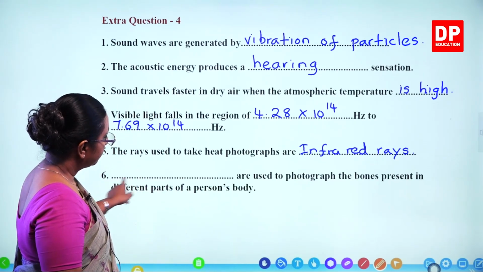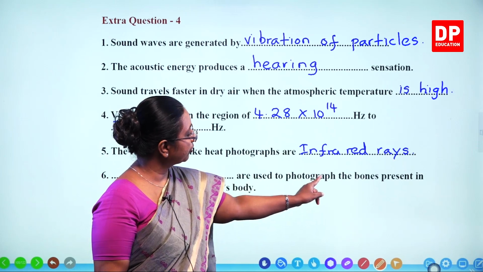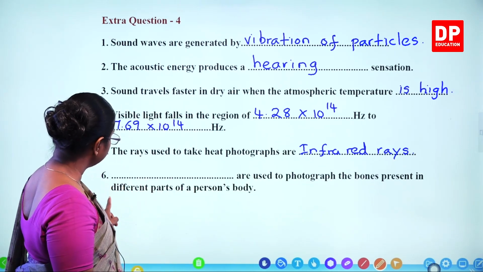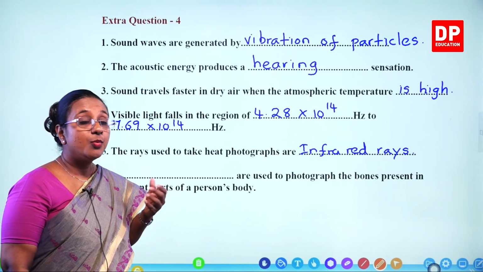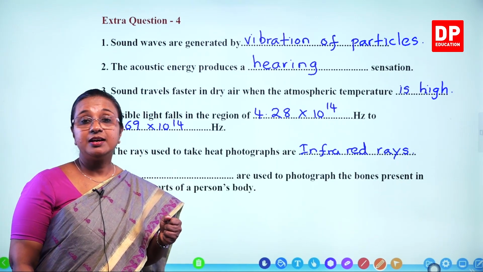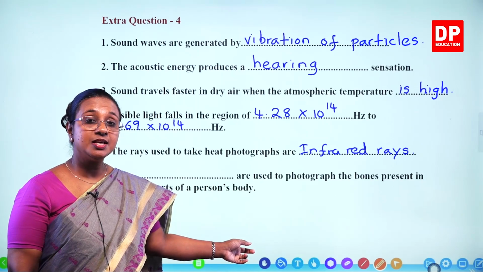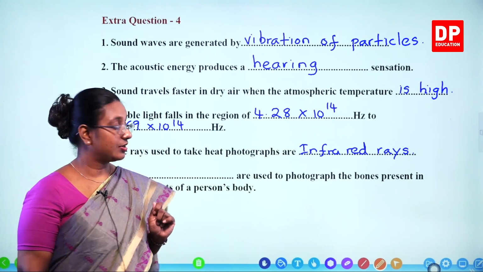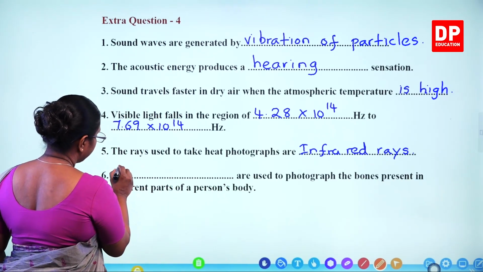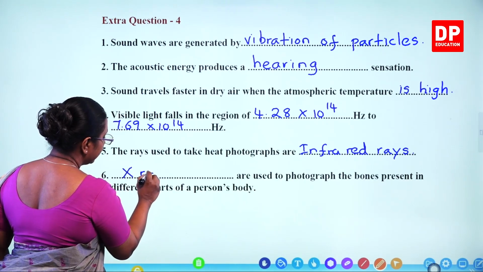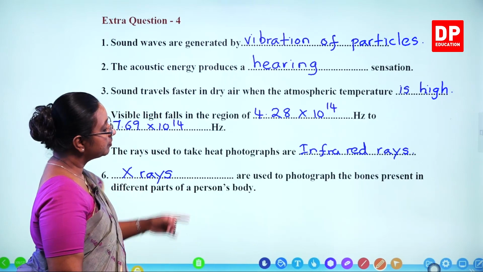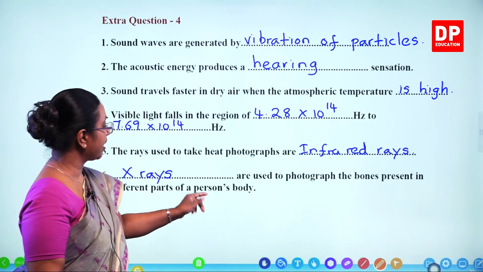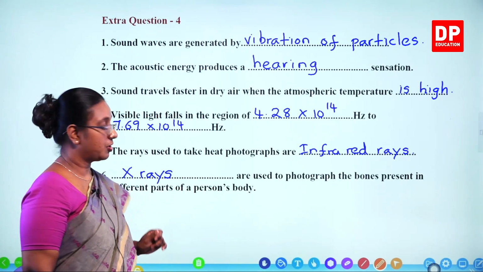Sixth one. Blank are used to photograph the bones present in different parts of a person's body. What are the rays used to take photographs of the bones? The X-rays. So here we have to write the answer as X-rays are used to photograph the bones present in different parts of a person's body.